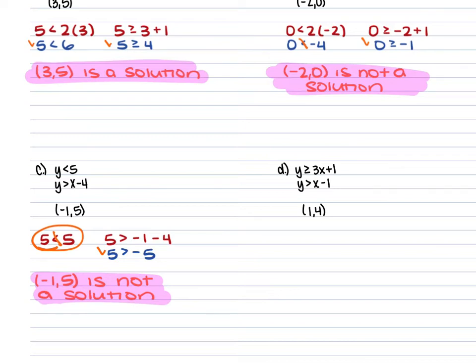For D, we have y is greater than or equal to 3x plus 1, and y is greater than x minus 1. We're using the ordered pair 1, 4. So if we plug the 1 in for x, the 4 in for y, this is going to give us 4 is greater than or equal to 3 times 1 plus 1, as well as 4 is greater than 1 minus 1. The 3 times 1 is 3. 3 plus 1 gives us 4 is greater than or equal to 4. The 1 minus 1 on the other is going to give us 4 is greater than 0. If you look at both of these, you have true statements for each, so 1, 4 is a solution.